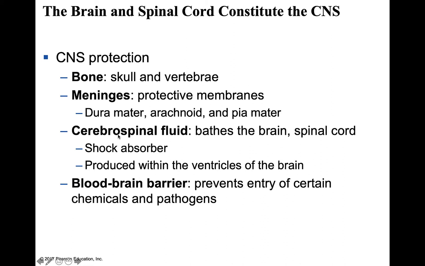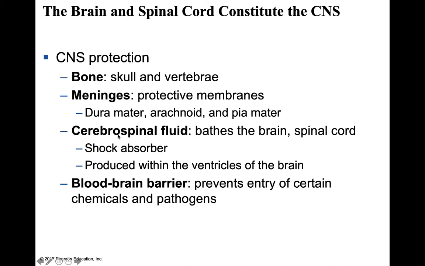So when we look at the primary protection for the central nervous system, a lot of it is bony in nature. So I have the skull and the vertebral column. Those together are very formidable structures which are going to protect the brain and spinal cord. The meninges actually act as protective membranes. And what you want to know is outermost to innermost. The outermost is the dura mater, the arachnoid is the middle, and the pia is the innermost. This actually is going to be physically attached to either the brain or the spinal cord.